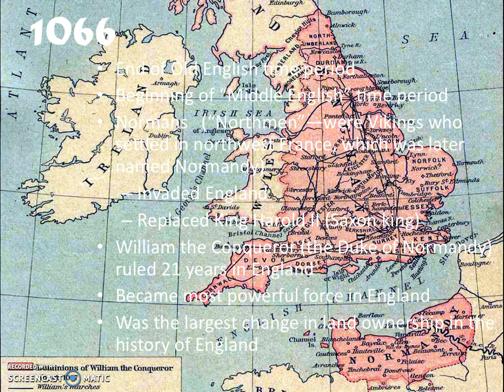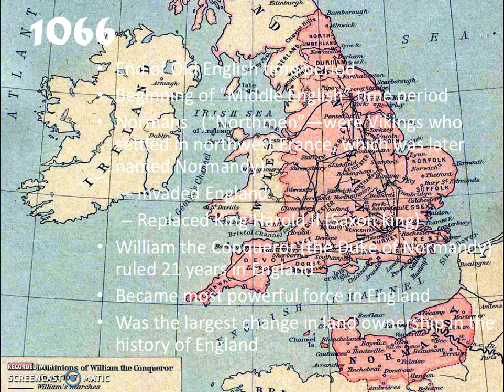It was during this time period of 1066 that we see the end of the Old English time period and the beginning of what was referred to as the Middle English time period. During this time, there were changes in culture, in language, in the environment, and in the way that the country of England was run.